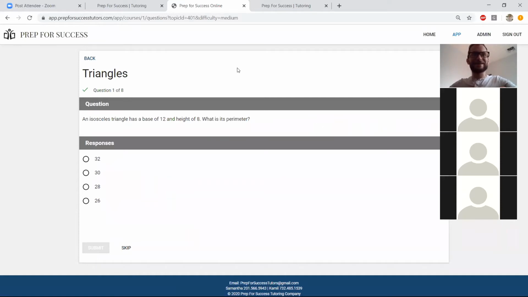Let's take a look at number 1. So I'm going to launch a poll, see if you guys can solve this question as well. And then I'm going to explain how to do this one. Here you have an isosceles triangle that has a base of 12 and a height of 8. What is the perimeter? So try to solve this question. I'll give you guys about a minute and a half, and then we'll review together.